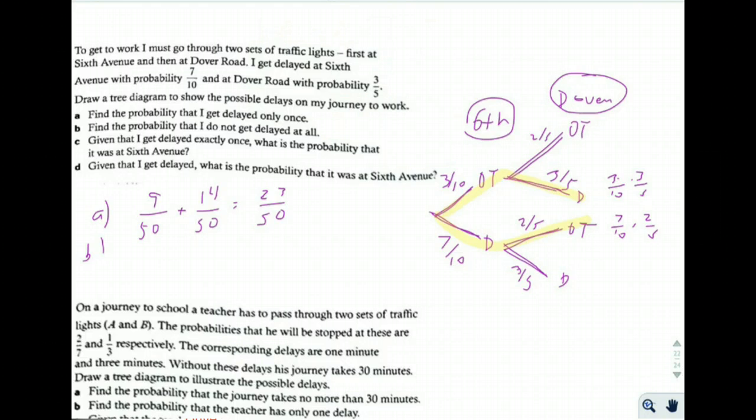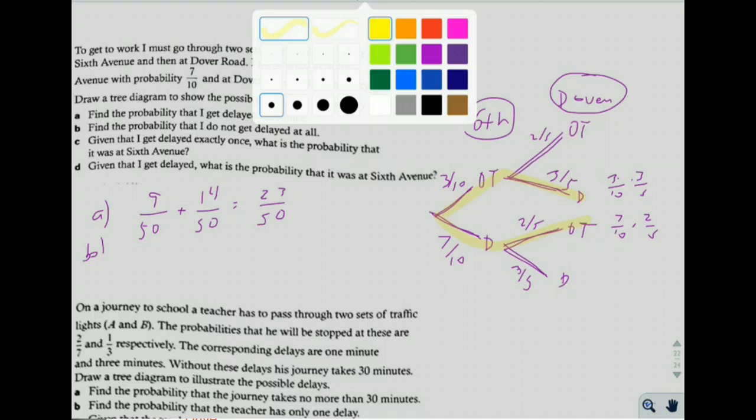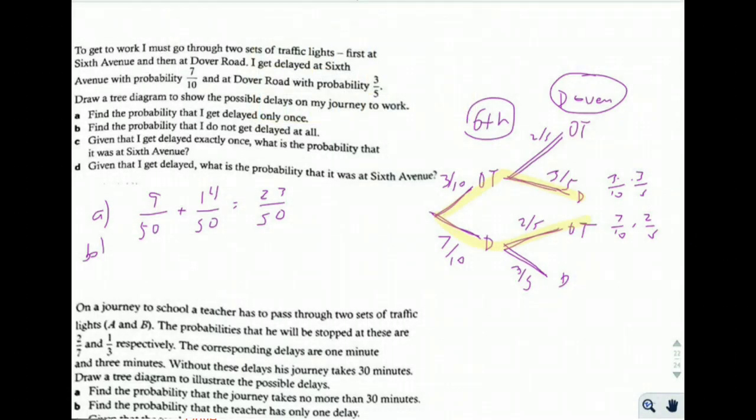B, find the probability I do not get delayed at all. So that would be on time, on time. That would be this path. So that is a 3/10 times 2/5 chance, which would be equal to 6/50 for B. Okay, all the other possibilities you're delayed at least once.